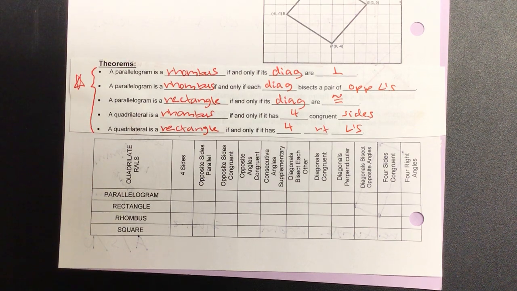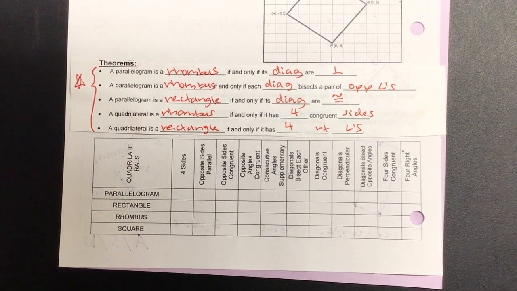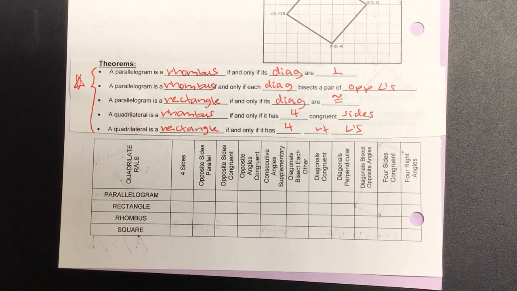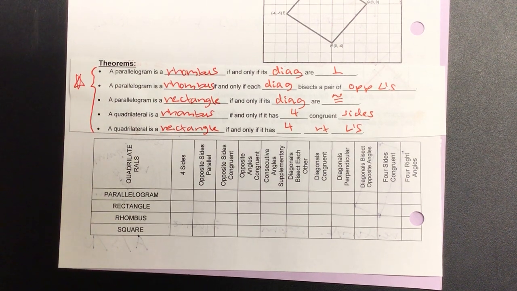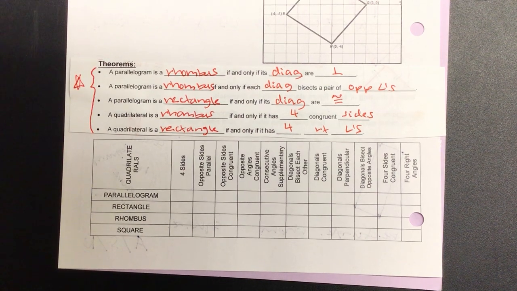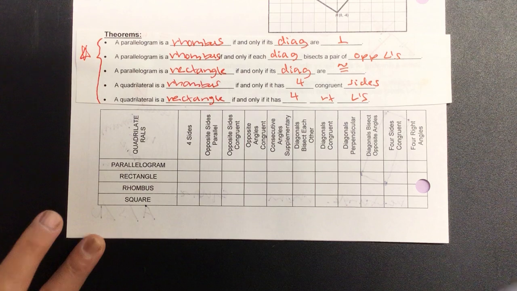And then my last one. A quadrilateral is a rectangle if and only if it has 4 right angles. All right. Let's put a star around all 5 statements.